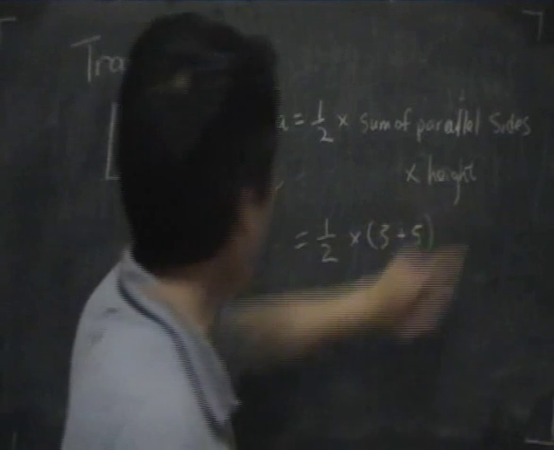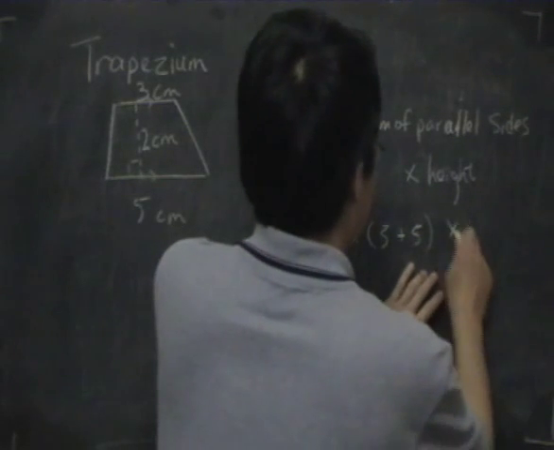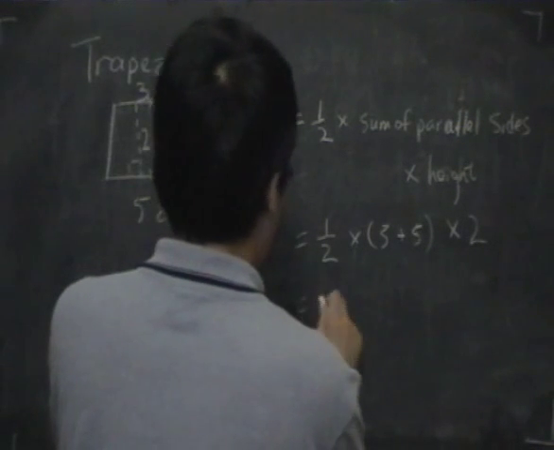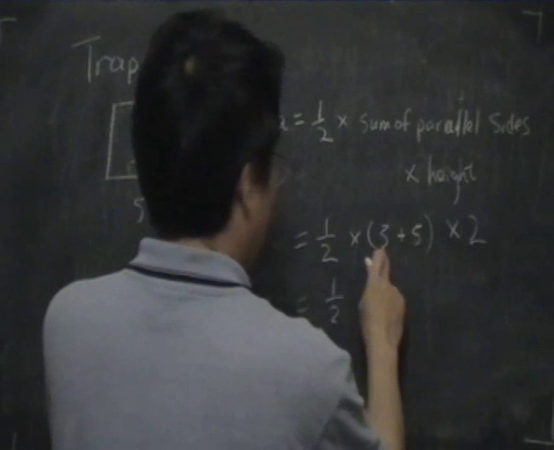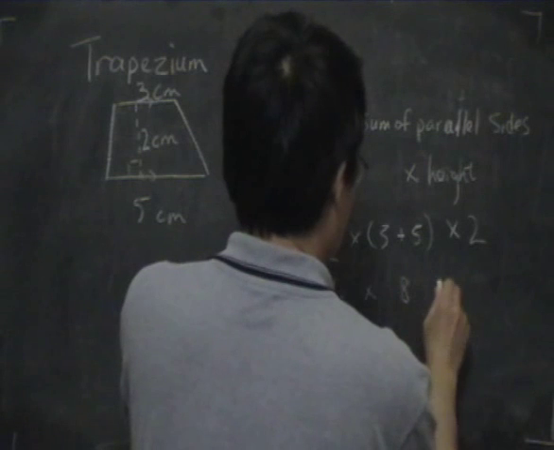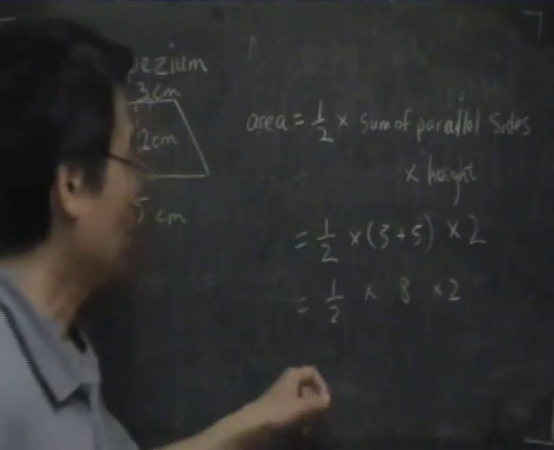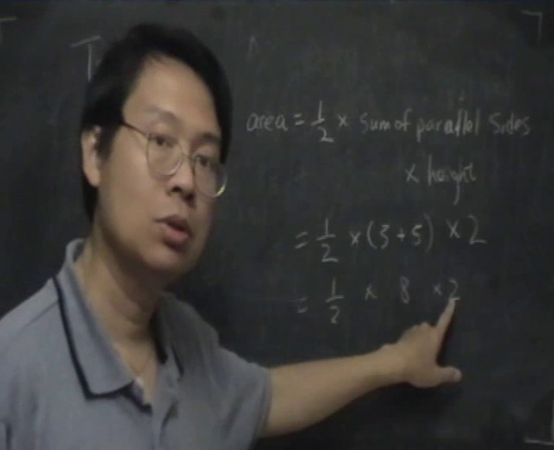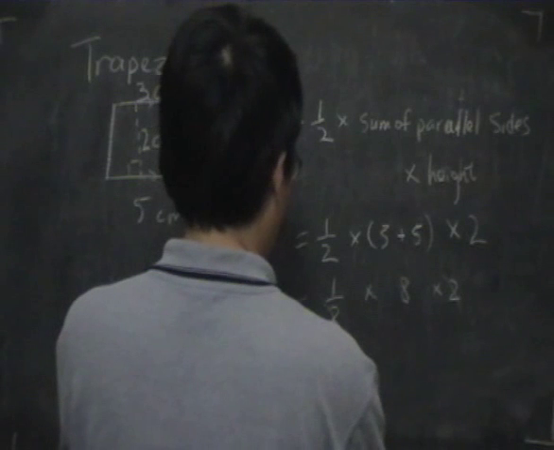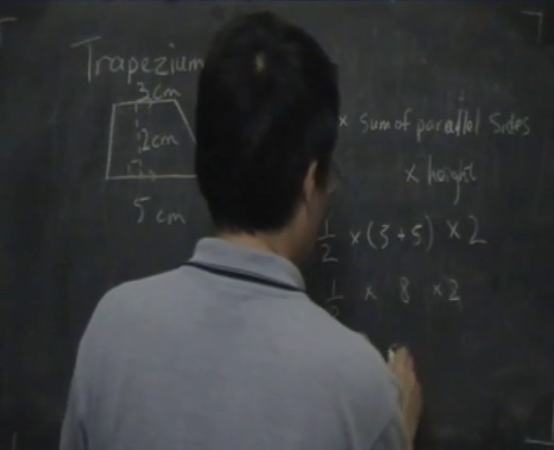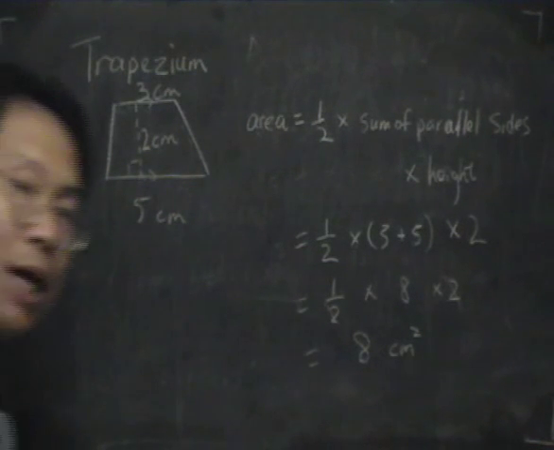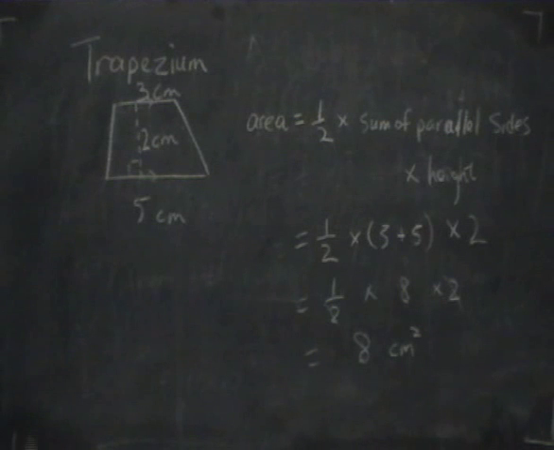We need to make sure that we add the two parallel sides first before we do any multiplying. So times the height, which is the 2 centimeters. So that's what it looks like. Okay, and we know that we must do the bracket first. So 3 plus 5 is 8. And half of 2 is 1. So these two cancel, and we have 8 as the answer. 8 cm squared. So that's how we calculate the area of a trapezium.